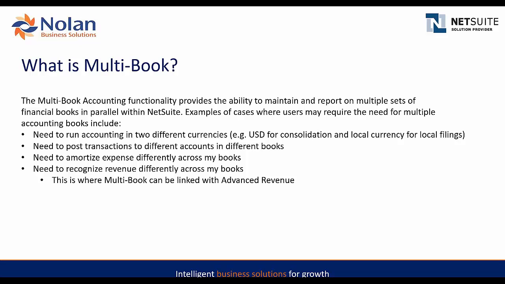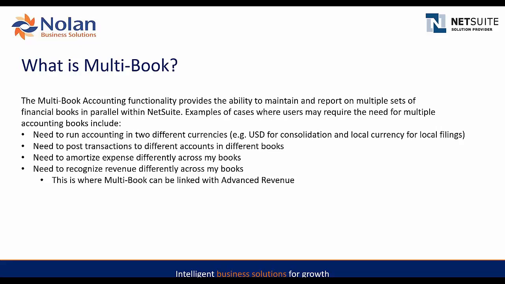Okay, so just a high-level overview, what is Multibook? As standard in NetSuite, you only have one book. And when you post a transaction, it posts just one book in NetSuite. But what Multibook enables you to do is to maintain and report on multiple sets of financial books within NetSuite. In total, you can have 5 books, so that's the maximum amount. And 5 books includes the primary book, which is your main book.